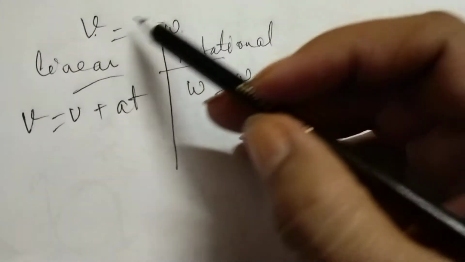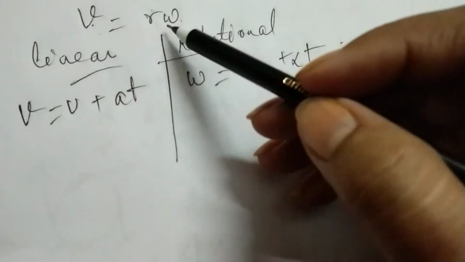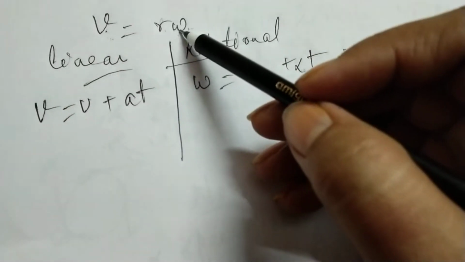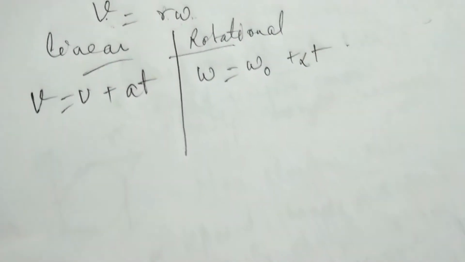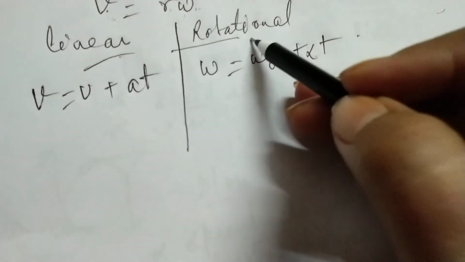Children, last class we derived the relation between the linear velocity and the angular velocity. V is the linear velocity and omega is the angular velocity, and R was the radius of the circular path. Now today we are going to do more of the linear and rotational relations.